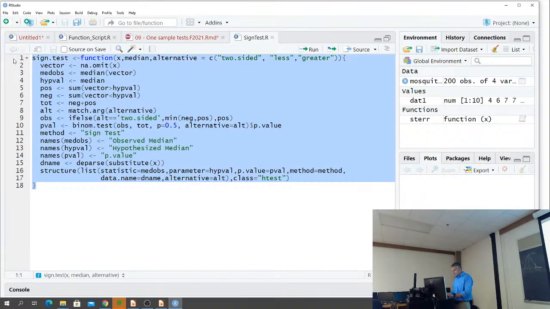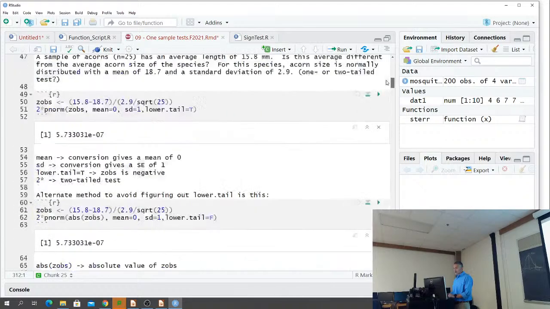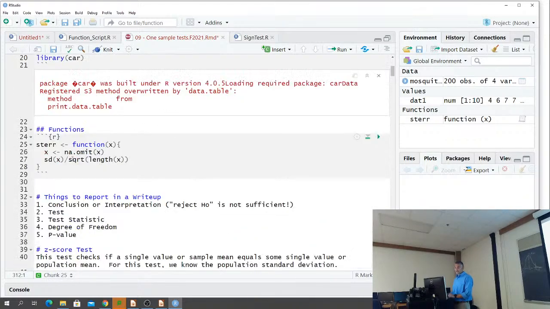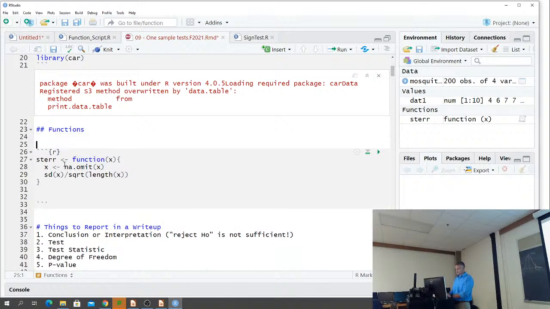So what we're going to have is, this is our function. We open it up. We can run it just like this, but since we're going to work with a markdown document, I'm going to highlight it all and copy it. And then when I go back to our markdown document, I have that functions section, right?